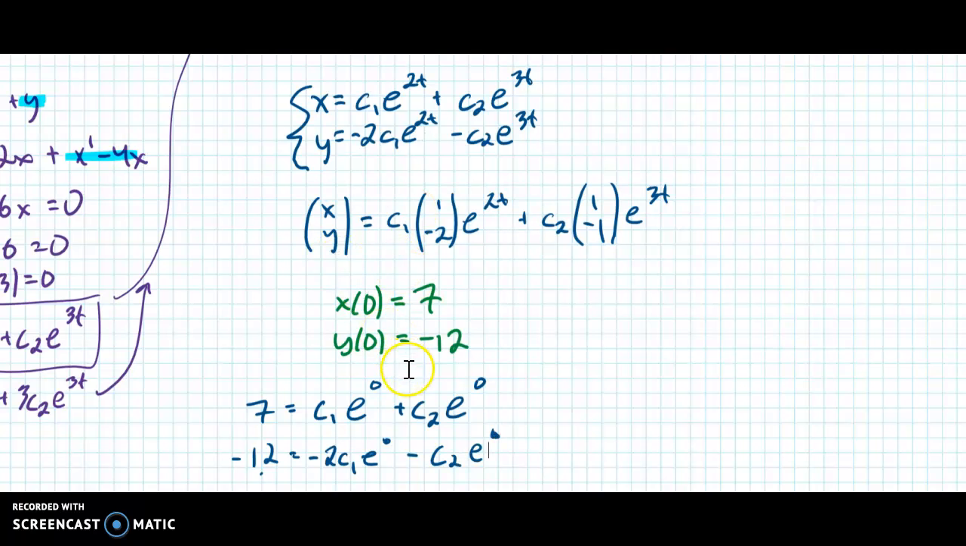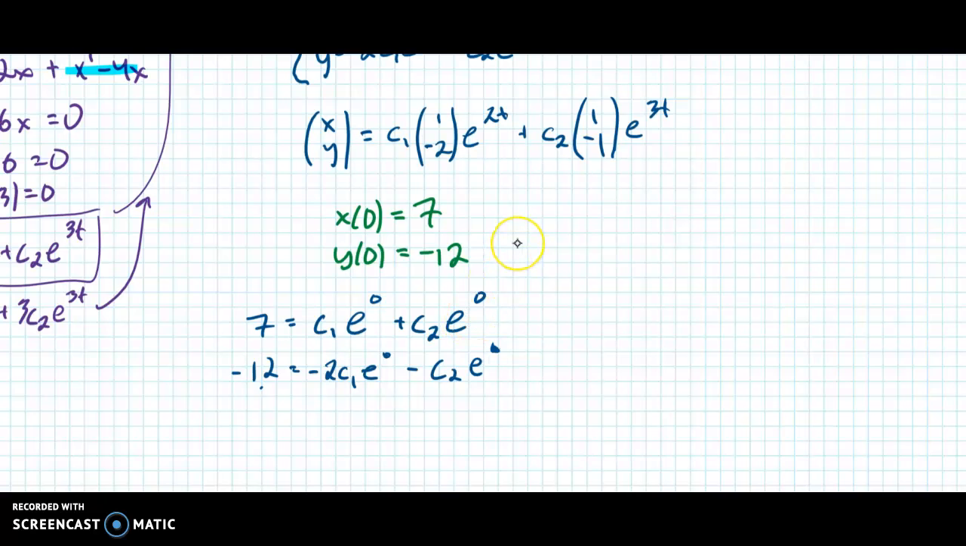Now, notice e to the 0, that's just 1 everywhere. So we really quickly get a system. It's like a linear system. It's not a system of differential equations. We get a system: 7 equals C1 plus C2, and -12 equals minus 2C1 minus C2. And this we can solve using stuff from algebra.